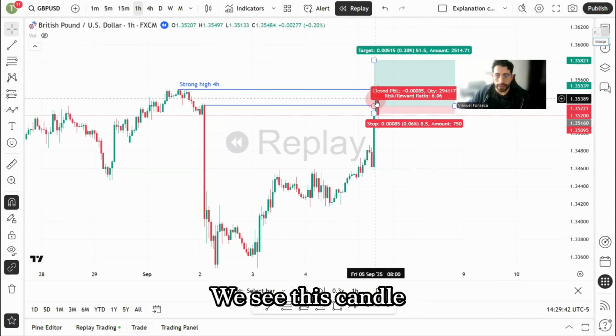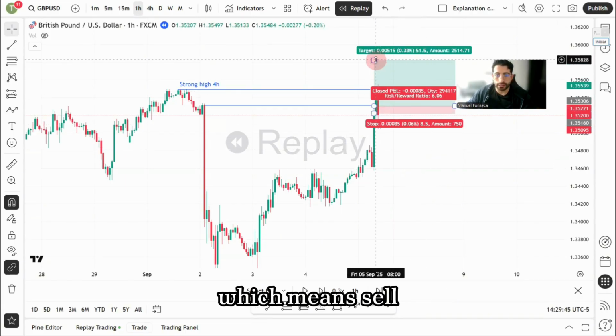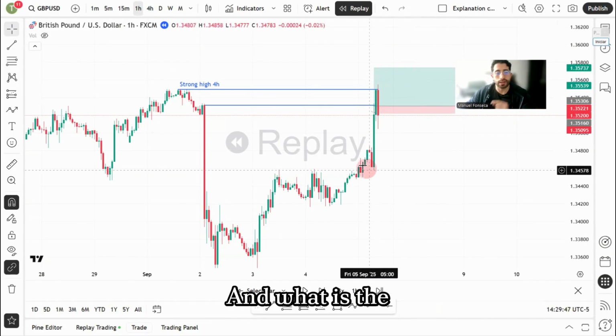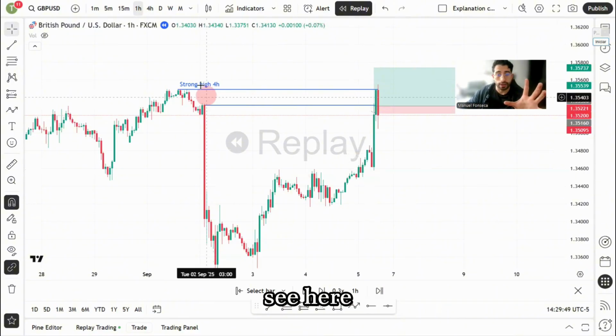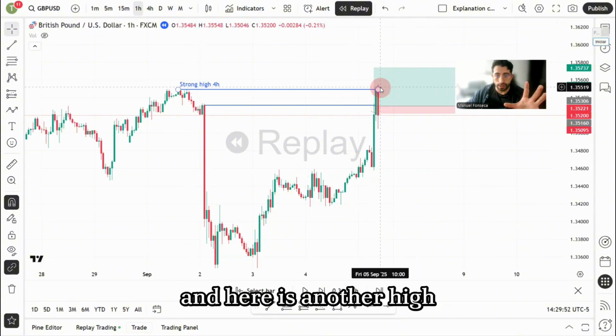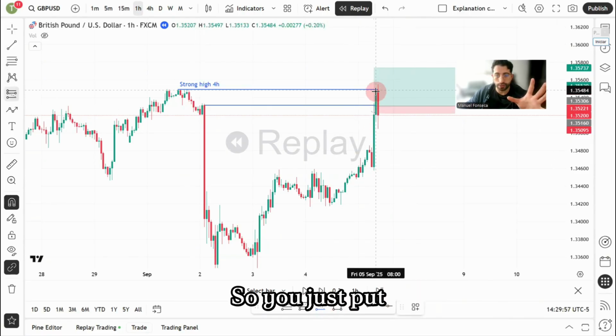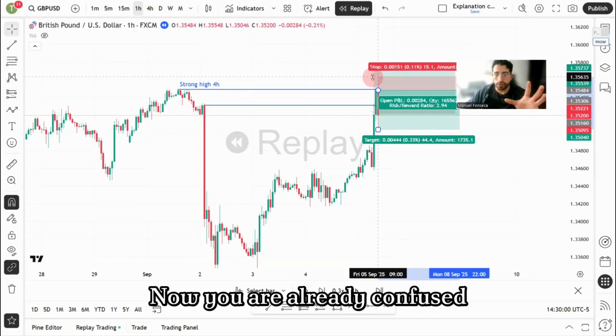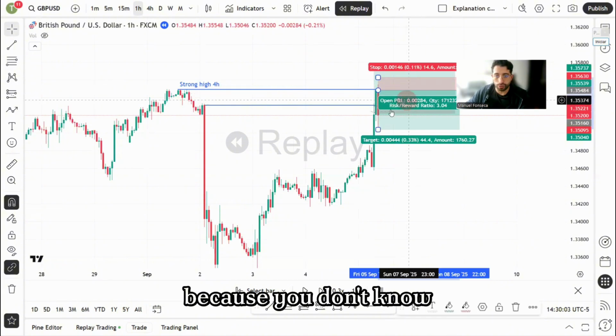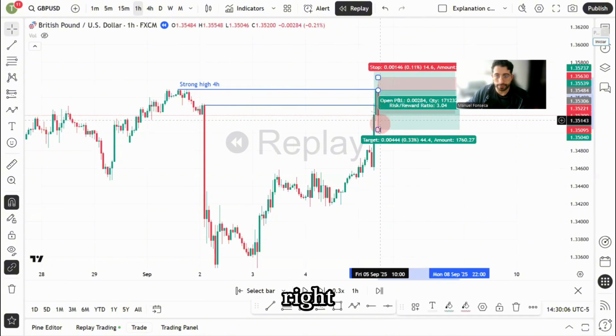We see this red candle, which means selling orders. And what is the first thing you can see here? Here is a high and here is another high, so you see a pattern called a double top, correct? So you just put another order here. Now you are already confused because you don't know the real direction of the market.